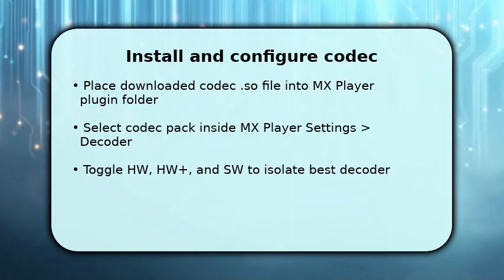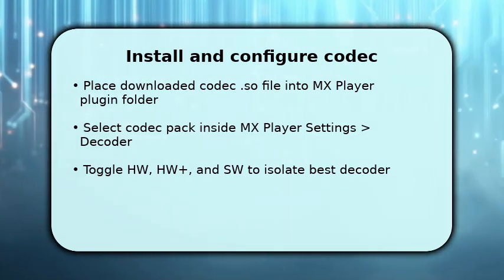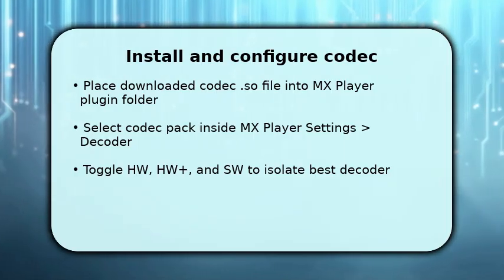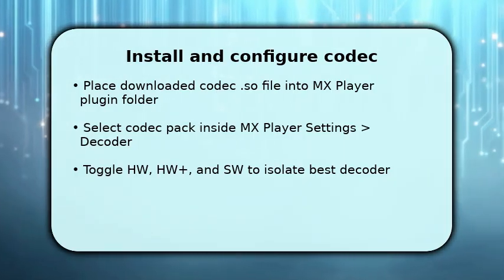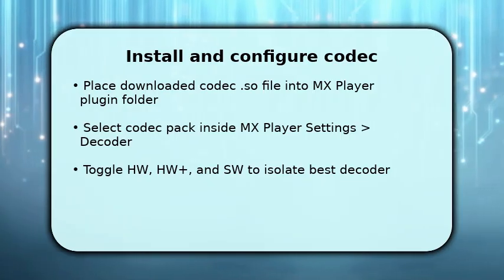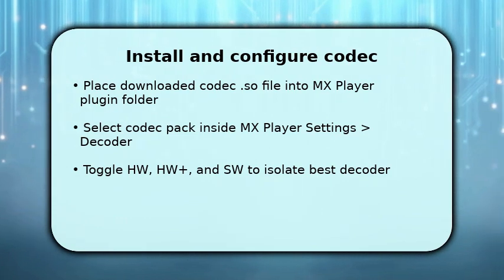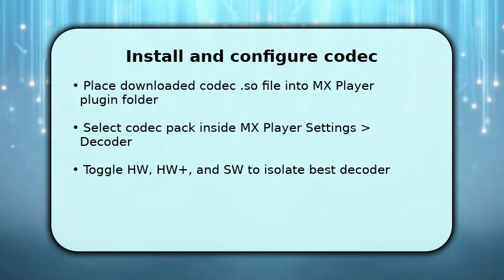Then, go to Settings, Decoder, and explicitly select the installed codec pack so the player binds that library to the stream. After that, toggle hardware acceleration options, HW, HW+, and SW, to see which yields correct audio. This step isolates whether the issue is decoder availability or hardware incompatibility.